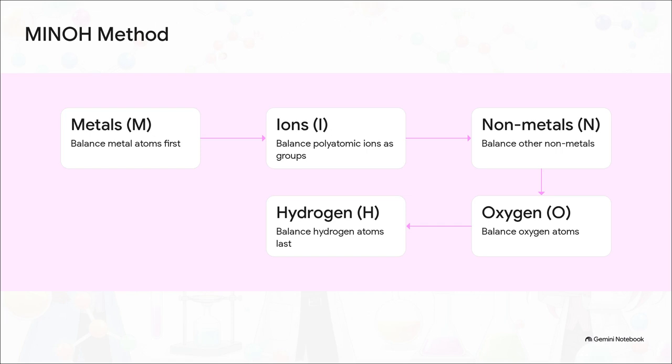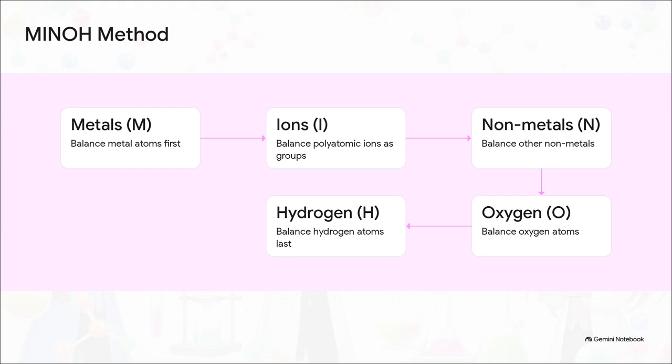Now, you might be wondering, why on earth do we save oxygen and hydrogen for the very end? Well, in chemistry, hydrogen and oxygen are notoriously promiscuous. They literally spread out across multiple compounds on one or sometimes both sides of the arrow. If you try to balance them first, you're going to be constantly undoing and redoing your own math.